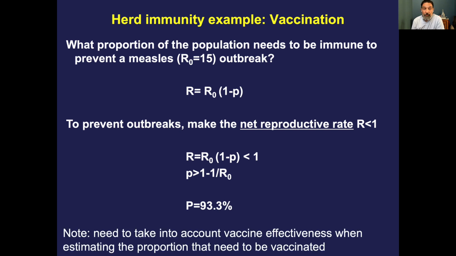One other point here is that P refers to the proportion that is immune, not the proportion that are vaccinated. So since not all vaccines are 100% effective, in order to achieve a proportion immune in the population of, say, 93.3%, you might need to vaccinate 97% to account for the fact that the vaccine is not 100% effective. So you always need to take into account vaccine effectiveness when trying to target the levels of coverage you need in order to get to the goal of herd immunity.